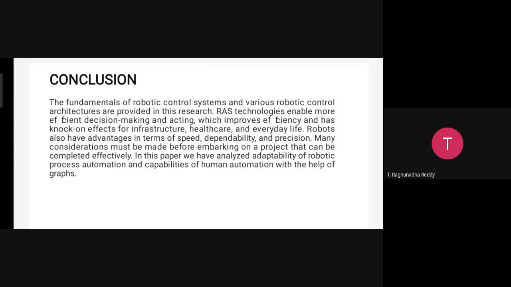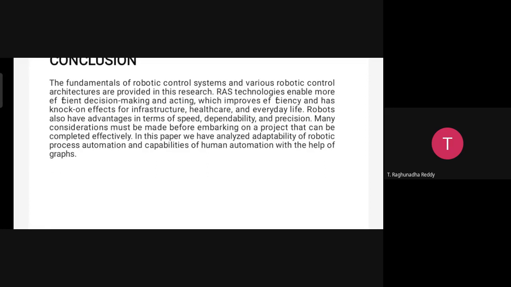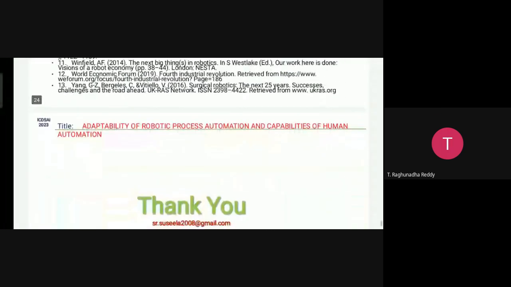Robots also have advantages in terms of speed, dependability, and precision. Many considerations must be made before embarking on a project that can be completed effectively. In this paper, I have analyzed the adaptability of robotic process automation and the capabilities of human automation with the help of the graphs. So these are the reference books.